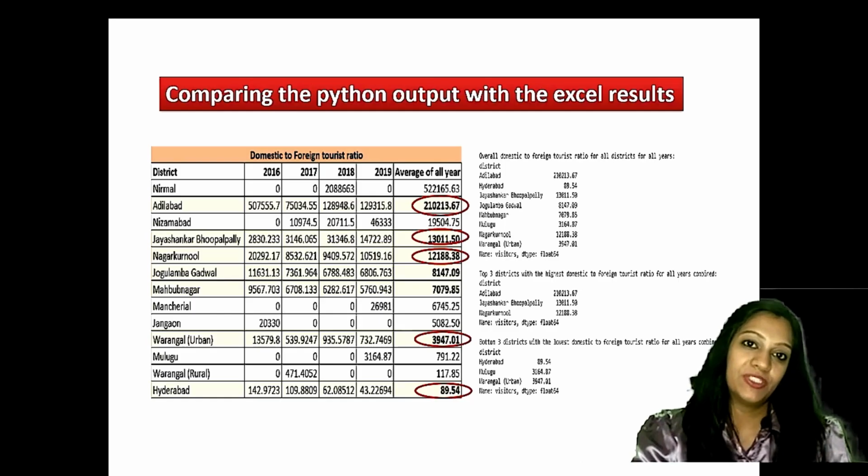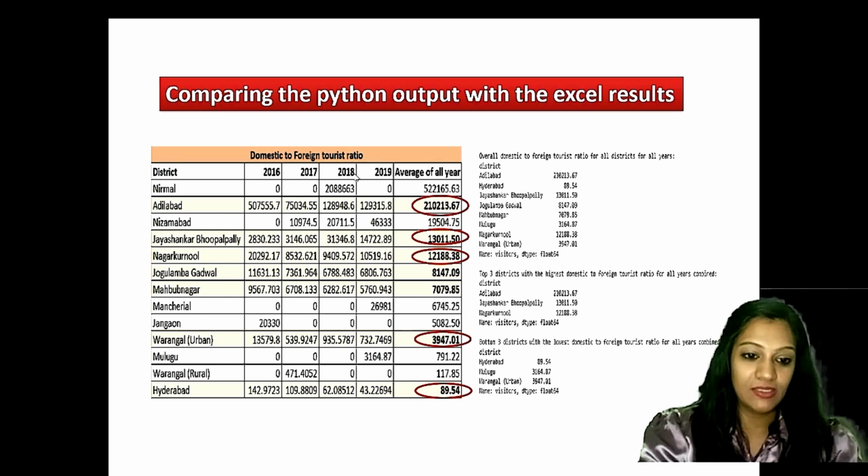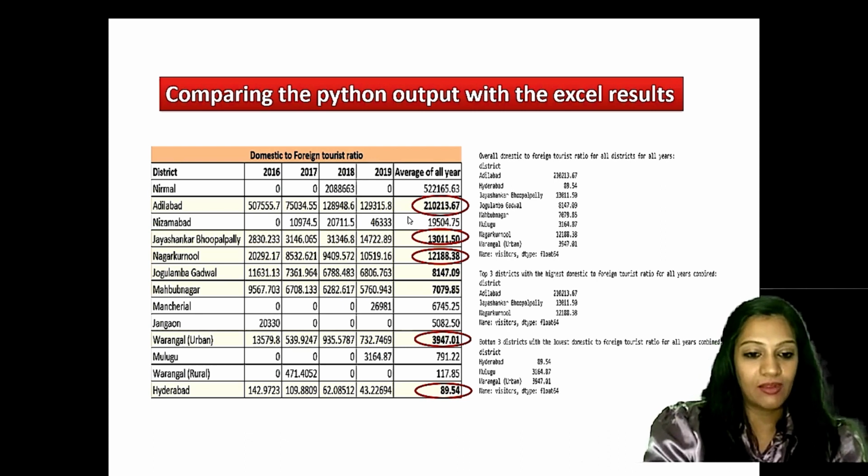After running the output in Python, I wanted to cross-check it, so I ran the same in Excel, and this is the output that I have from Excel. This is the output we have for Adilabad and these other places. These are the highlighted ones, and I'm going to check the top 3 here. The top 3 are Adilabad, Jayashankar Bhupalpally, and Nagarkurnool.